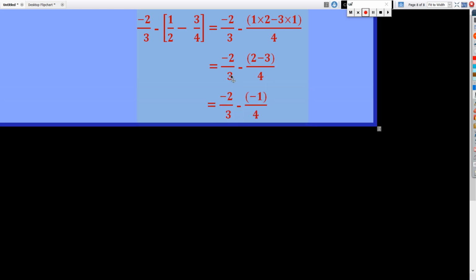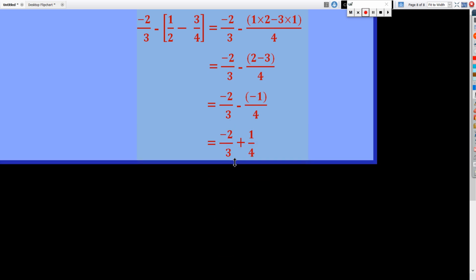That is negative 2 by 3 minus, 2 minus 1 is 2, plus 2 minus 3 is 2 plus negative 3, that is negative 1 by 4. Now 3 and 4, the LCM is 12. So you can write negative 2 by 3 minus of negative 1 by 4 as plus 1 by 4.